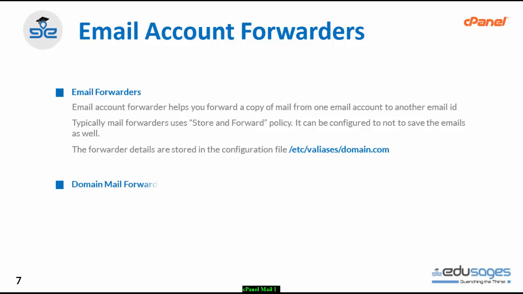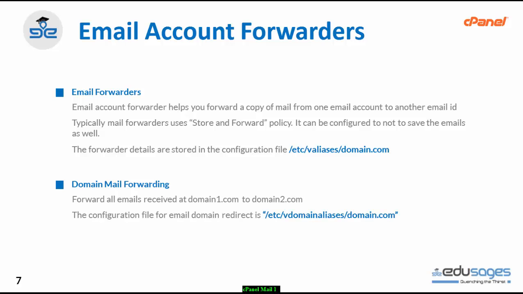etc/valiases/domain.com. Then we have the domain mail forwarding, which forwards all emails received at example domain name 1.com to domain name 2.com. The configuration file for email domain redirect is etc/vdomainaliases/domains.com. We can set up a forwarder and check the backend files now.